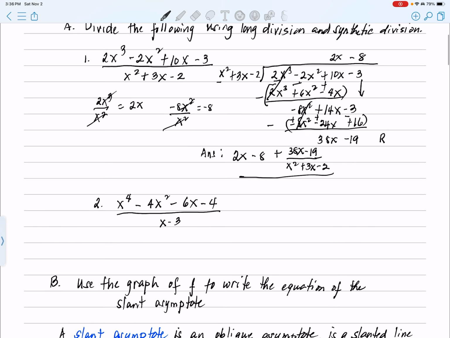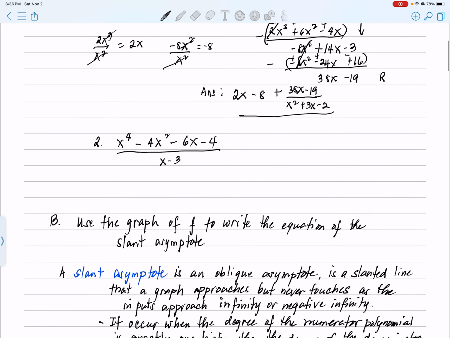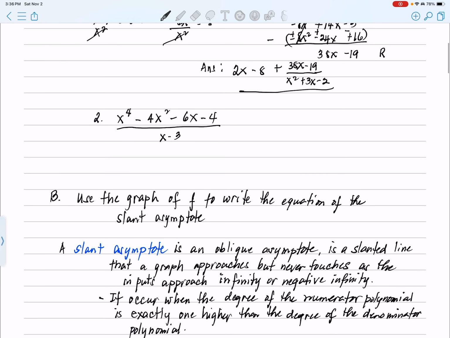Well, looking at number 2, the first thing I look at when it's a division is the denominator. I always look at the divisor. So the denominator is linear. Then it will be easier for us to use synthetic division. By getting the divisor, you equate that to 0. So x is equal to 3. That will be our divisor.